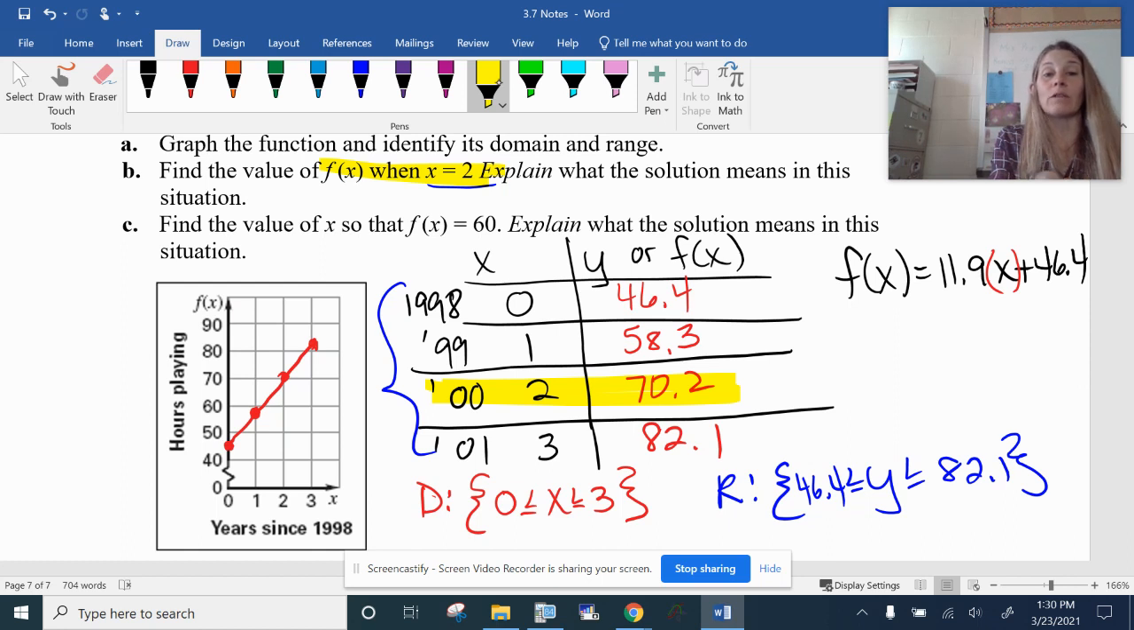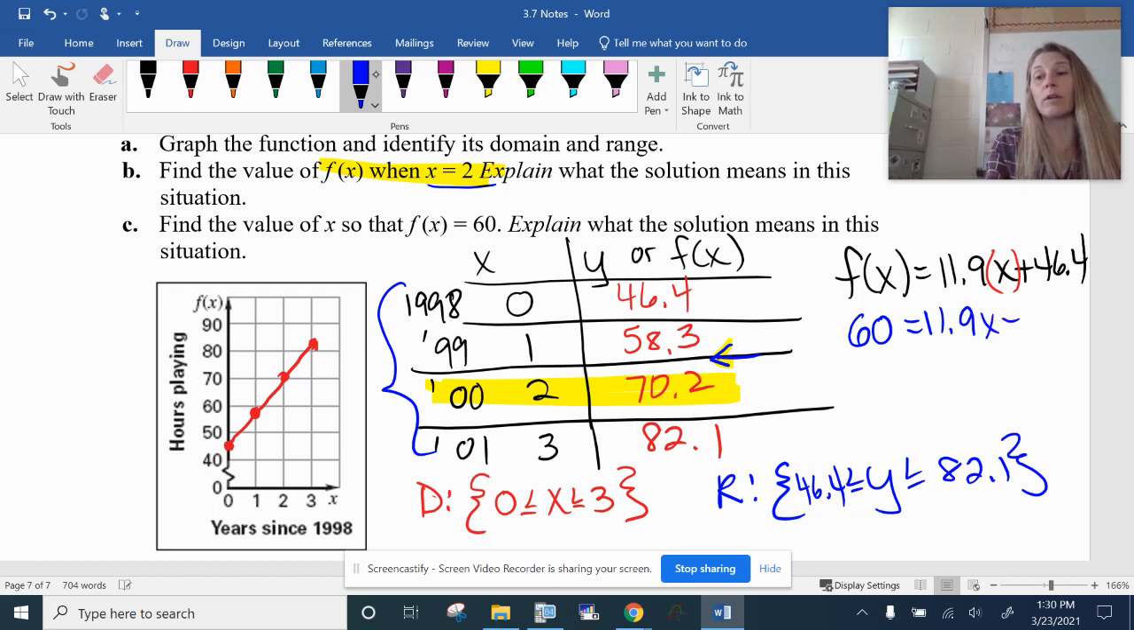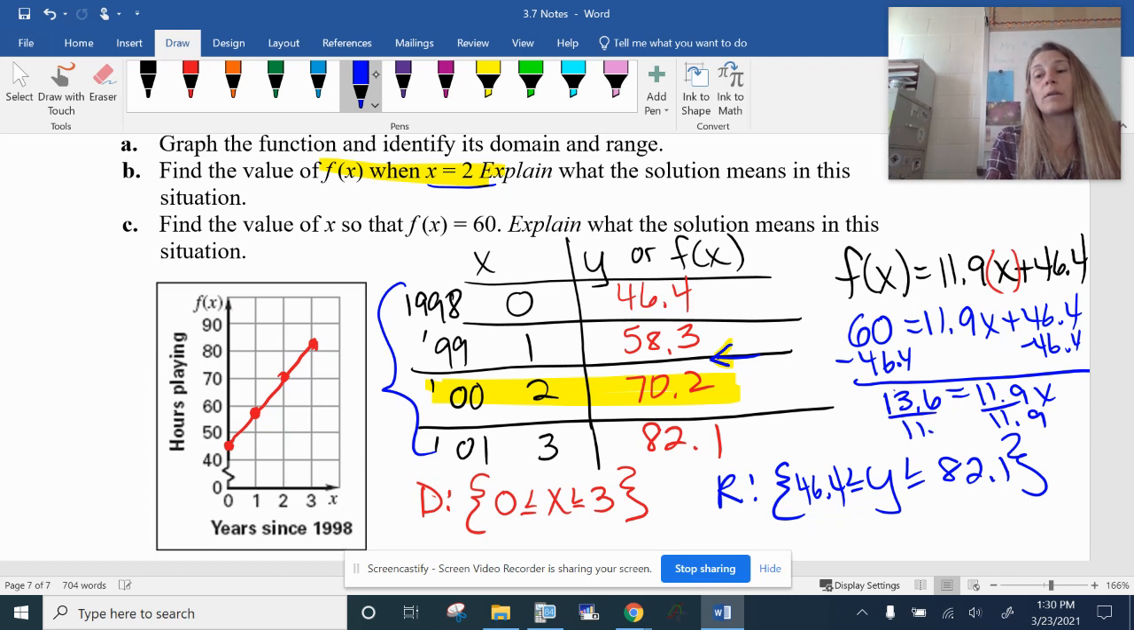And then finally, find the value of x when f of x equals 60. Well, since we don't have exactly 60 on our f of x side of the chart, we know it's going to be somewhere in here, right? So 1 point something, but you can substitute that 60 in like we did earlier in the notes, and then solve for that x value. So this would be, I think, 13.6 equals 11.9x. And I believe when you divide, you're going to get somewhere around 1.1 or so for that one. That's it.